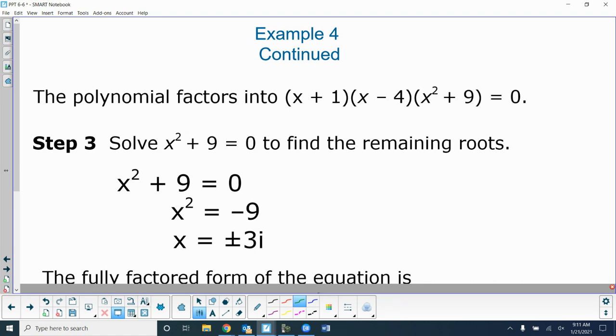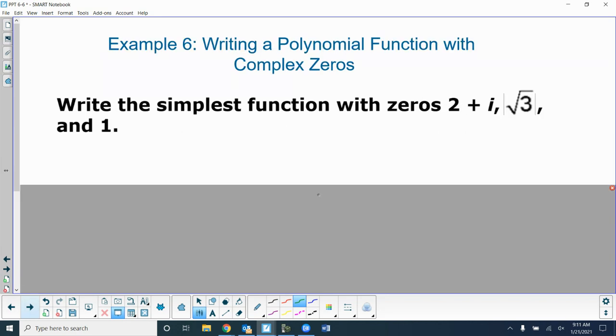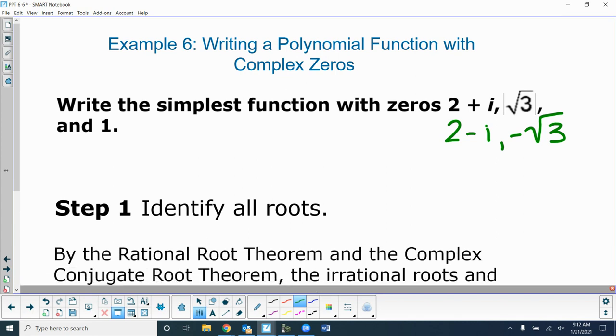Okay? So, if it tells you there's a zero, 2 plus i, you know there's also a what? 2 minus i. If there's a square root of 3, you know there's also a negative square root of 3. So how many zeros does this actually have? 5. All right, how do I start? X minus, right?